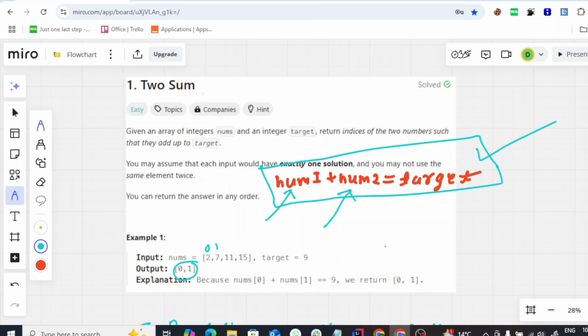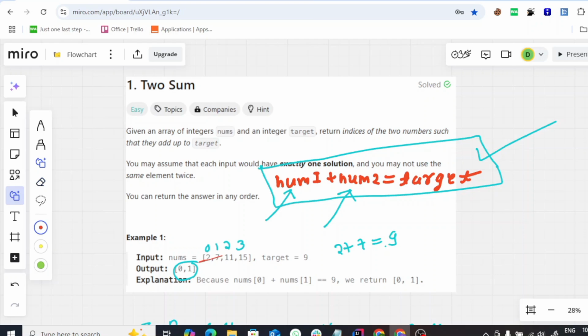This is the 0, this is the 1, this is the 2, and this is the 3, okay, guys. See, 7 plus 2 is equal to 9. That's the reason the answer is 0 and 1, because at 0 index 2 is available, at 1 index 7 is available. So you know 2 plus 7 is equal to 9, and our target is also 9. That's the reason the answer is 0 1.